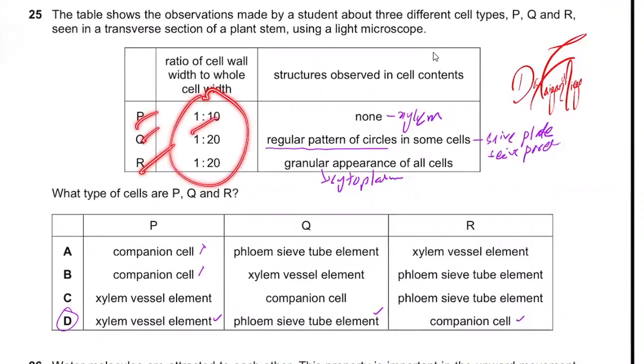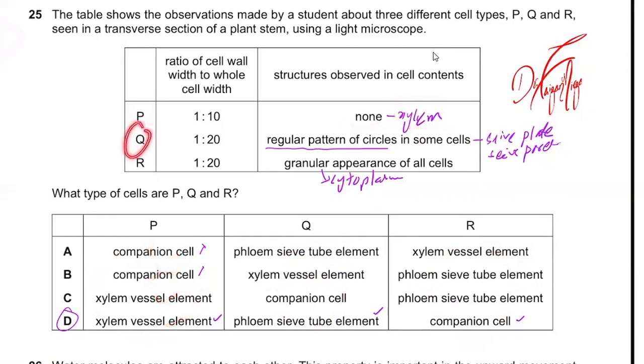You can probably use the ratio of cell wall width to the whole cell. What I preferred was to just use the structure observed in the cell and the cell contents to arrive at the answer. My options give companion cell, xylem element, and phloem sieve element. So if I'm looking at cell P and I see nothing inside the cell, that must be xylem. So the answer should be either C or D. It cannot be a companion cell.